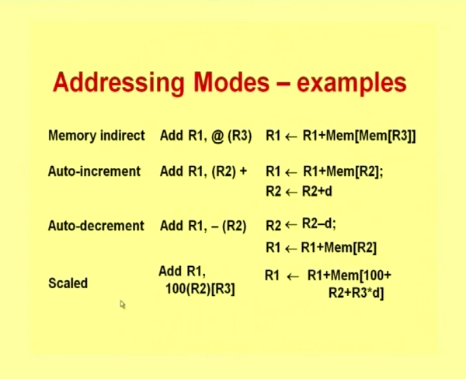Then we have the scaled addressing mode. So, let us say we have add R1 comma 100 of R2 and R3. Here, the memory location we take will be calculated by adding 100 with the contents of R2 and the value R3 scaled by a factor D.